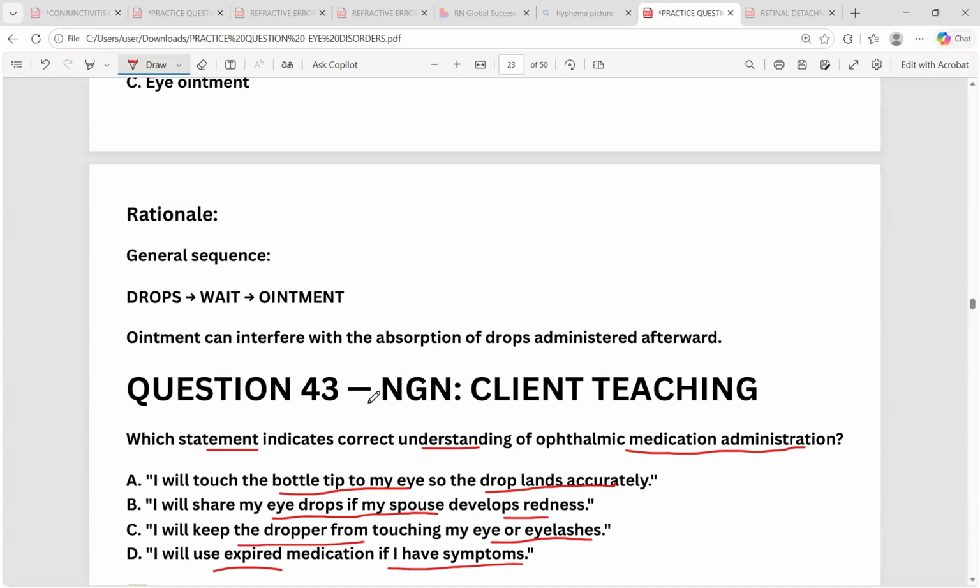This last one is a wrong answer. I will use expired medication if I have symptoms. We will take it up blindly. That is a wrong, contradictory statement. Next, we will take it up.